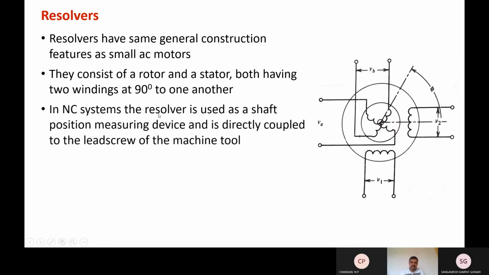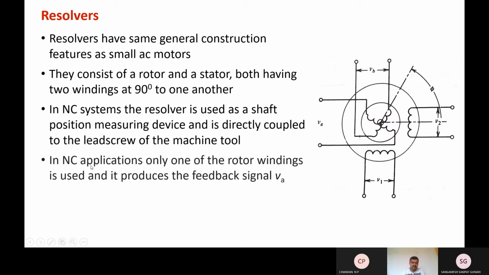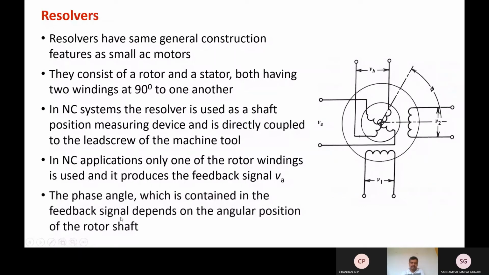In NC systems, the resolver is used as a shaft position measuring device. That is, it is used to get position feedback and is directly coupled to the lead screw of the machine tool. In NC applications, only one of the rotor windings is used and it produces the feedback signal VA. Though there are two windings, in NC systems only VA is used. The phase angle contained in the feedback signal depends on the angular position of the rotor shaft. So this phi is the phase angle.